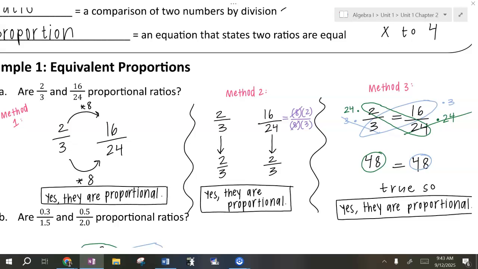It might be a little trickier because it has decimals, but see if you can reason your way through that. And then when you're done, go ahead and press play again.